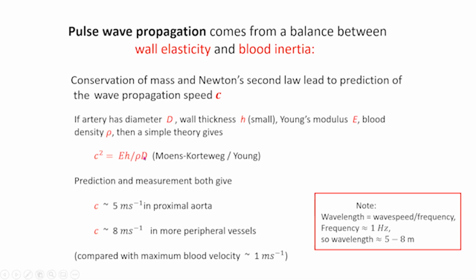This formula was essentially what Young got, but didn't do it very mathematically, and it was published by Moens and Korteweg in the 1860s later on the continent. And the good thing about this theory, it's very simple, but it gives predictions that agree with experiment. If you independently measure E and h and d for the relevant blood vessels, you predict a wave speed of about 5 meters a second in the proximal aorta, and that's about what the wave speed is in the proximal aorta of most mammals.